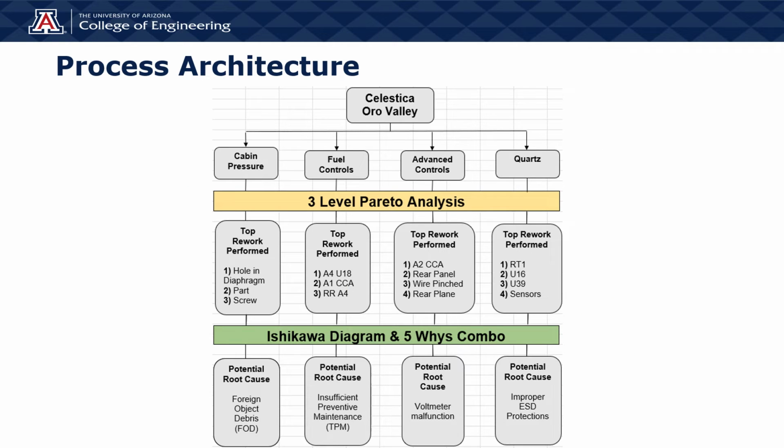This diagram illustrates the steps the team took to tackle this project, by first dividing the rejection data into the 4 separate cells. After this, we performed the 3-level Pareto analysis that gave us the top rework performed within each cell, and we followed up with an Ishikawa diagram and a 5 whys combo to obtain potential root causes of rework. The results obtained from this analysis place the team at the analyze/improve phase of DMAIC.